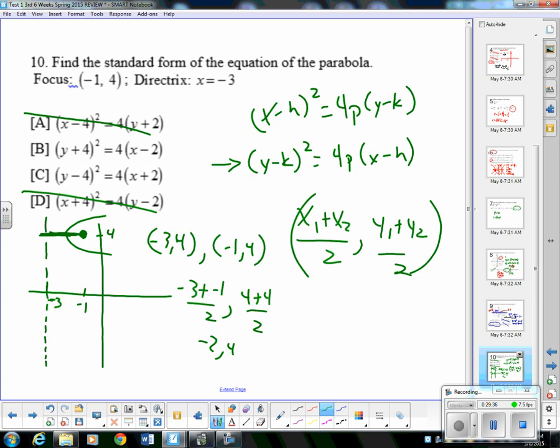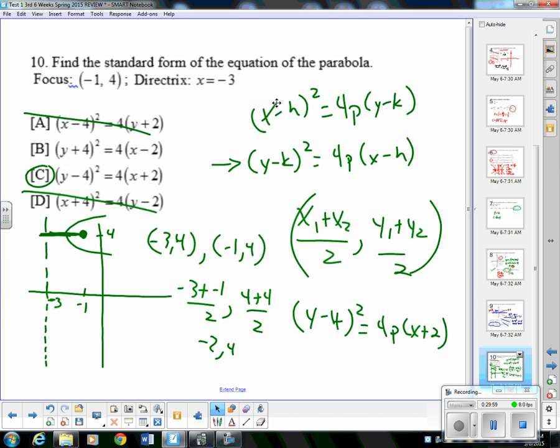Okay? So, that means then that I must have y minus 4 squared is equal to 4p x minus, I said h, but I should put x plus 2. So as long as I have y minus 4, I'm good, and that is answer choice C. Now, had answer choice B also had a y minus 4 and an x plus 2, then I would have had to look at, is there a difference in the 4p part of things? So sometimes you have to look further into it, but C has to be the answer choice in this case. Y minus 4, x plus 2.